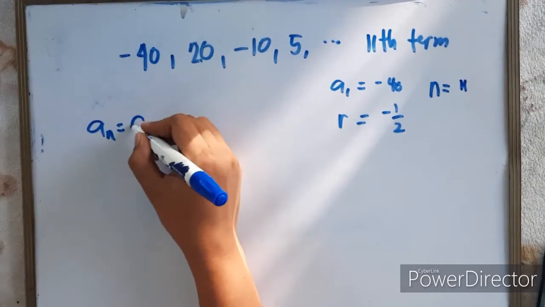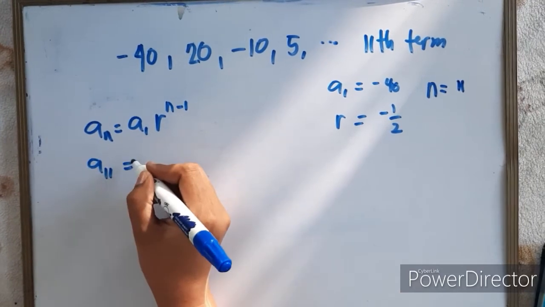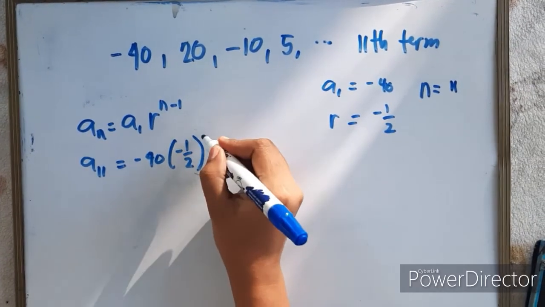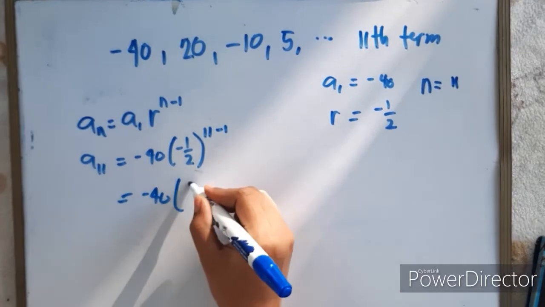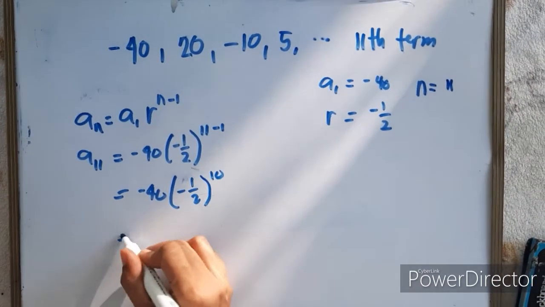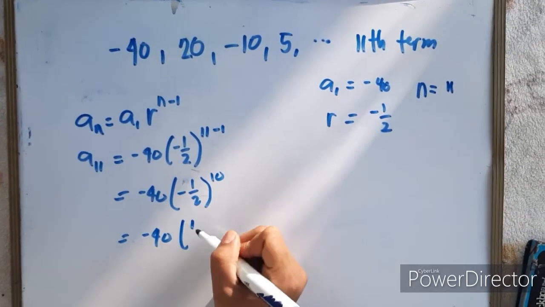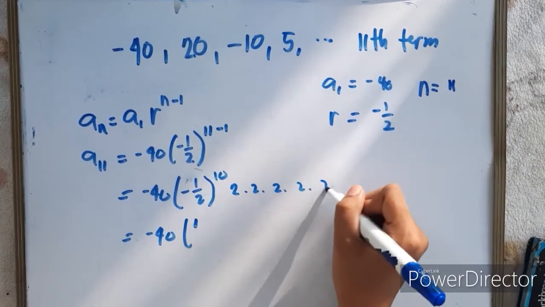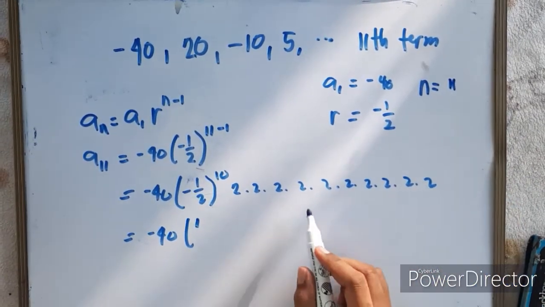Using the formula, a sub n is equal to a sub 1 times r raised to the power of n minus 1. A sub 11 now is equal to negative 40 times the quantity of negative 1 half raised to the power of 11 minus 1. Negative 40 times negative 1 half raised to the power of 10. So negative 1 ten times is positive 1, and 2 ten times, that is 2 times 2 times 2 and so on, 10 times.